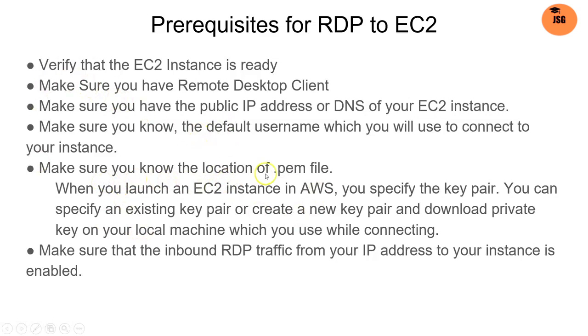Next, make sure you know the location of the .pem file. The .pem file will be required while you are connecting to your EC2 instance. While launching your EC2 instance, you would have downloaded your PEM file. So make sure you know the location, because using this PEM file we will create the password.